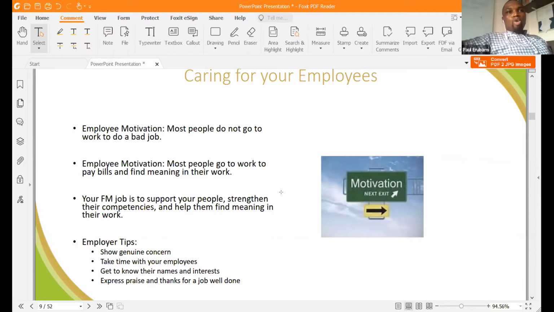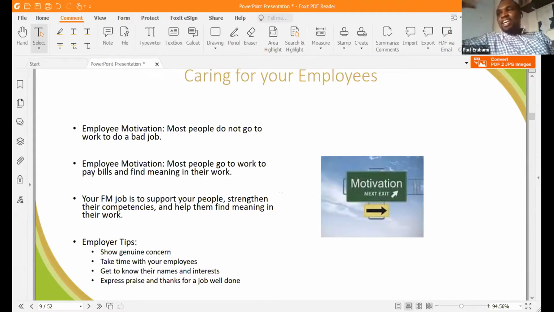Most people go to work to pay bills and find meaning in their life. You have bills to pay, we have responsibilities at home. So the reason why you come to work is to earn a living, and nobody goes to work to earn a living and then does a bad job. Some come to work because they find purpose in what they are doing. And if I find purpose in what I'm doing, I won't go there intentionally to do bad things.